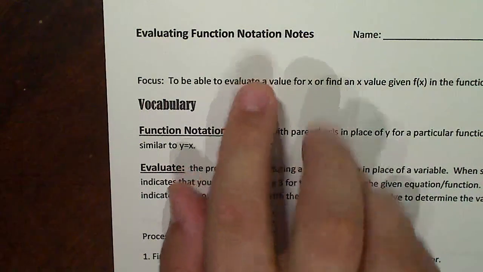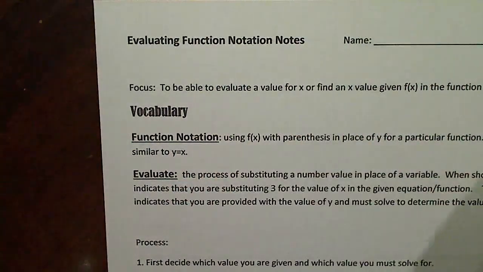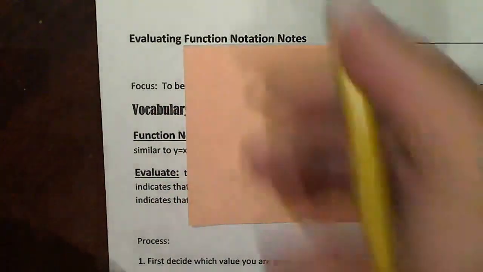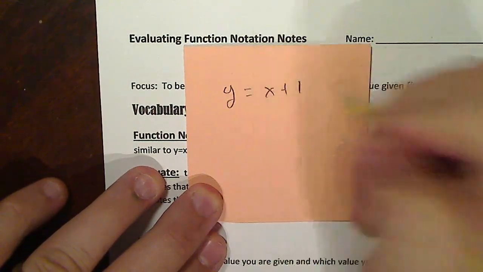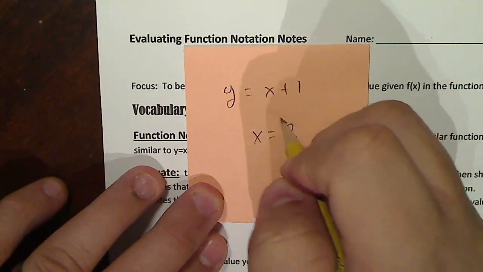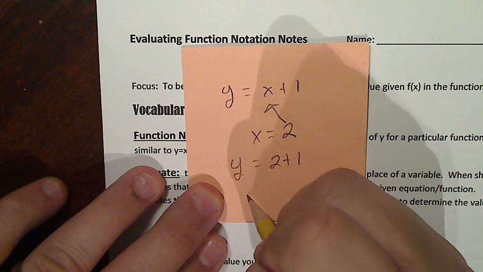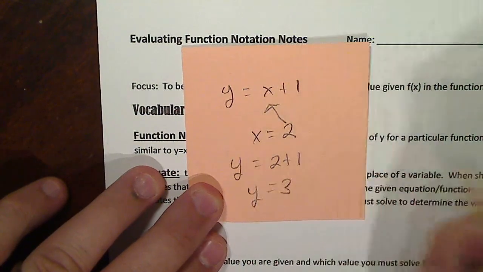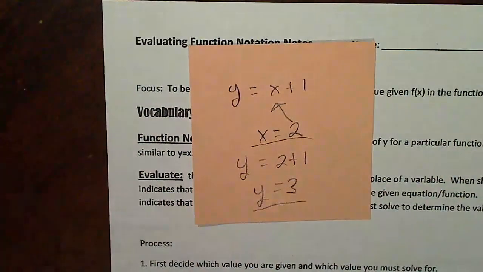We're evaluating functions with notations. In other words, normally what you're probably used to is if you're given something like y equals x plus 1, and then you're told that if x is equal to 2, then you would substitute or plug in, y equals 2 plus 1, and then you get that y equals 3. So when x is equal to 2, y is equal to 3. That's what you're probably used to.